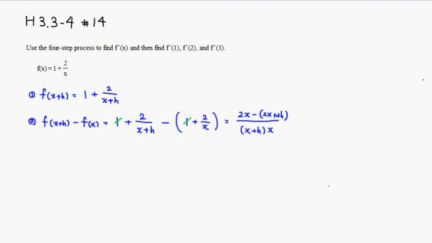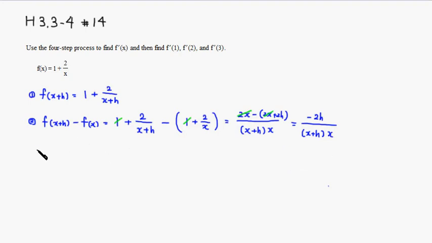Then you can cancel, in this case there's a 2x minus 2x. So this is going to simplify to a negative sign and a 2h. So negative 2h over quantity x plus h times x.